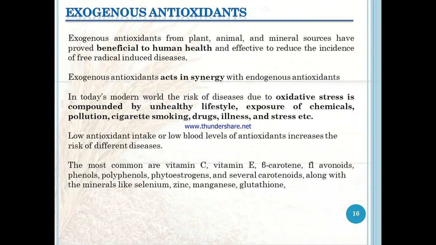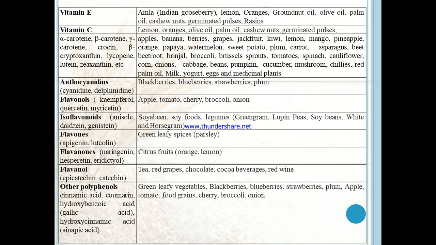Now whenever we are talking about exogenous antioxidants, these are the antioxidants we take from outside of the body. Exogenous antioxidants are helpful for the human body, and they act in synergy with the endogenous antioxidants, like vitamin C, vitamin E, beta carotene, different flavonoids, phenols, anthocyanidin, etc. These are the different sources of antioxidants, so I will not go through the details.